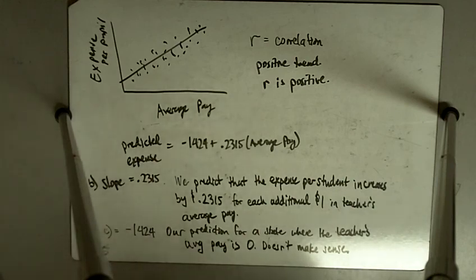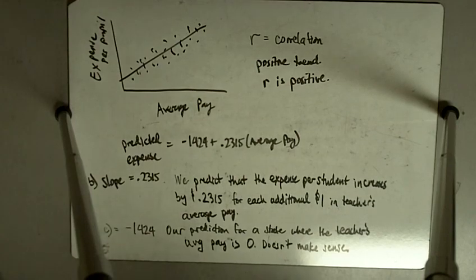Now, once you get to college, then you're charging students for tuition, but there's also a lot of money being spent to fund the education. So this is our prediction, and it doesn't make sense to interpret the intercept.